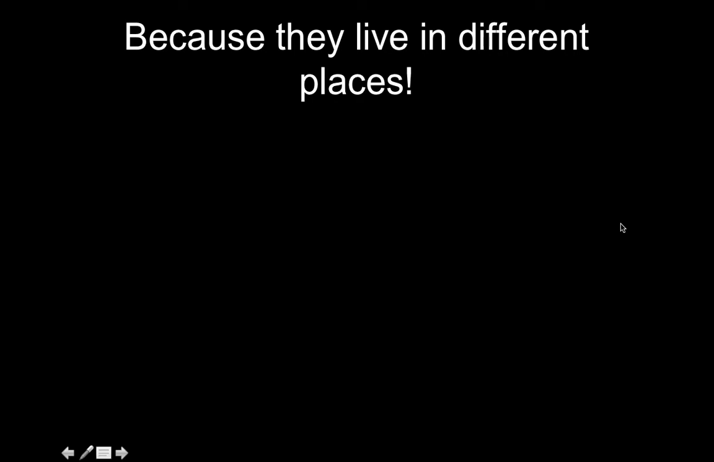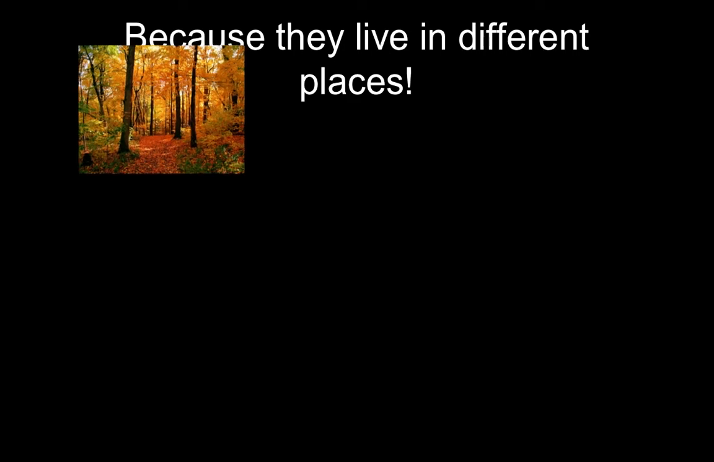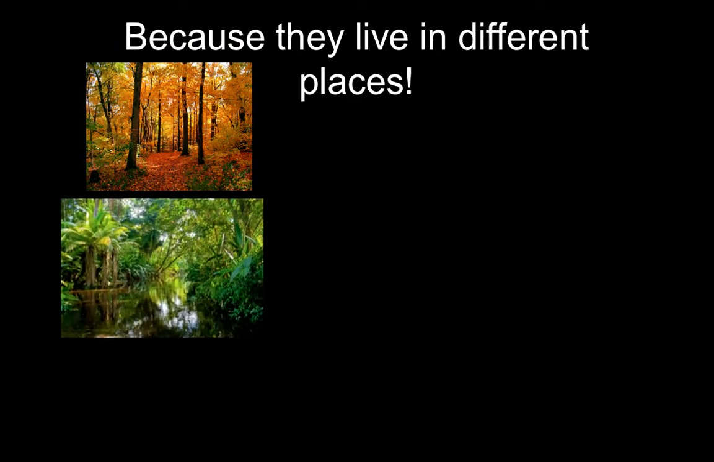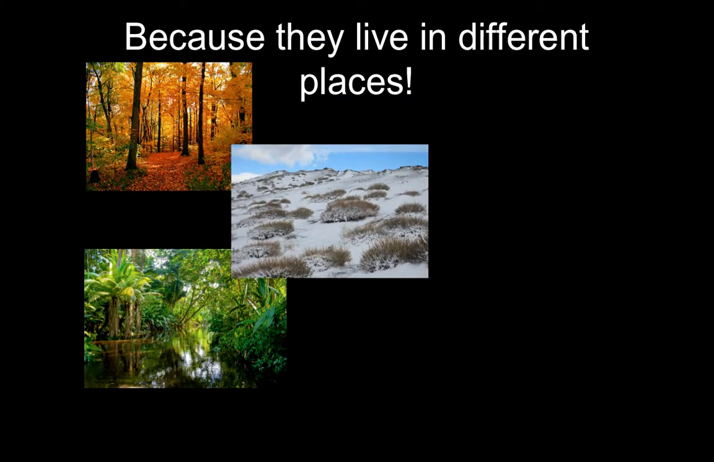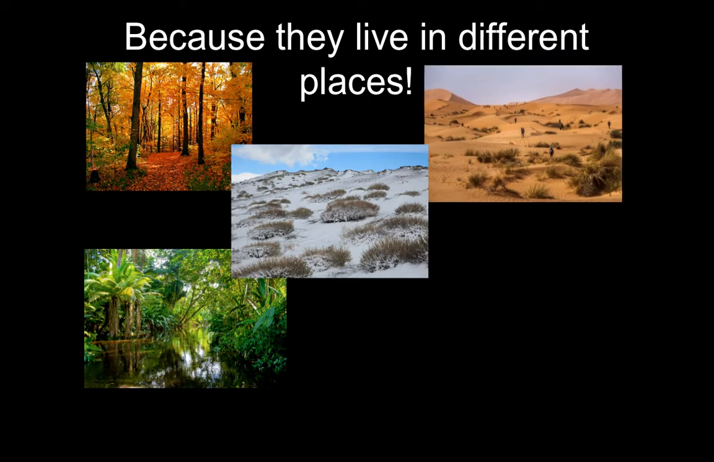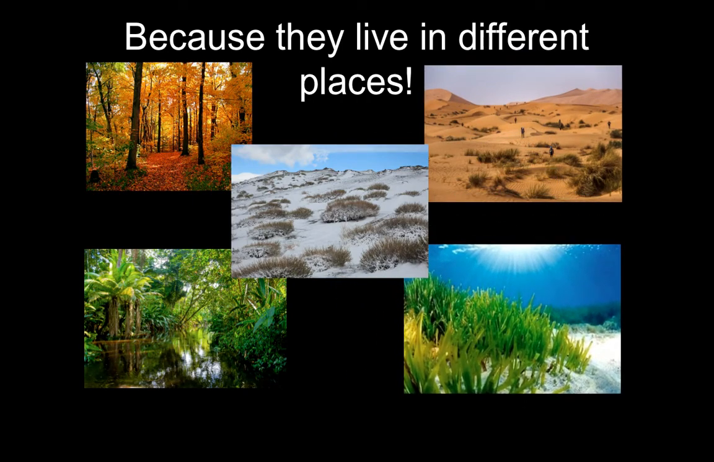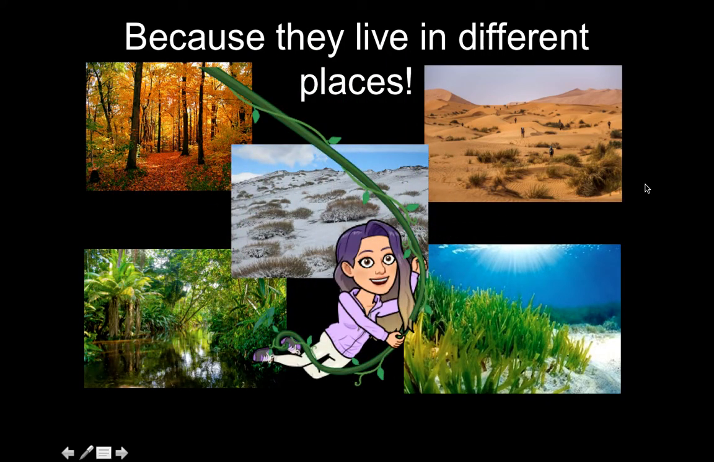The reason that plants are all different is because they live in different places. Can you think of some different places that a plant might live? Maybe some of the different biomes that we've talked about in science this year? All right, some of the places that I think that a plant might live are a forest, a tropical rainforest, the tundra, the desert, and even underwater. Let's check out our next slide.